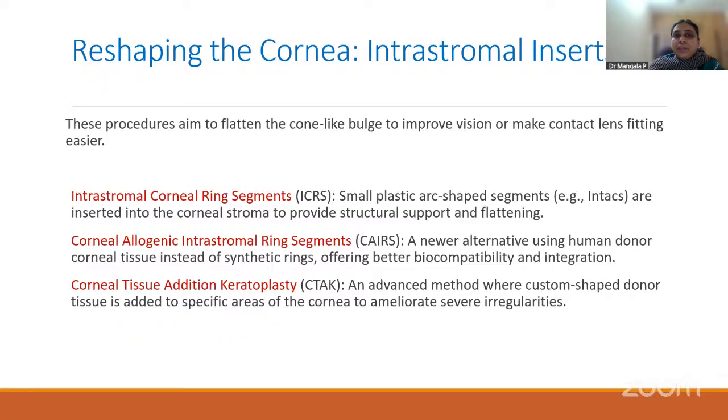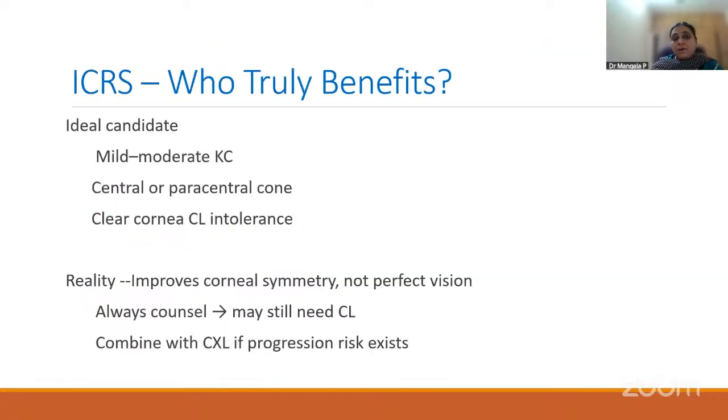Coming to the reshaping of the cornea, we have intrastromal corneal ring segments, corneal allogenic intrastromal ring segments, and corneal tissue addition keratoplasty, where we don't do a full corneal replacement, but just do some additional procedures. For corneal ring segments, ideal candidates will be mild to moderate keratoconus, central or paracentral cone, clear cornea, but contact lens intolerance.